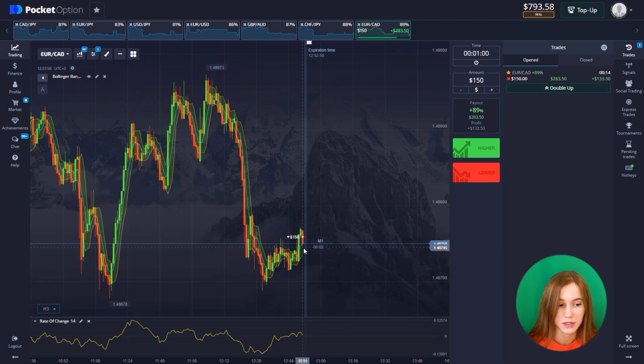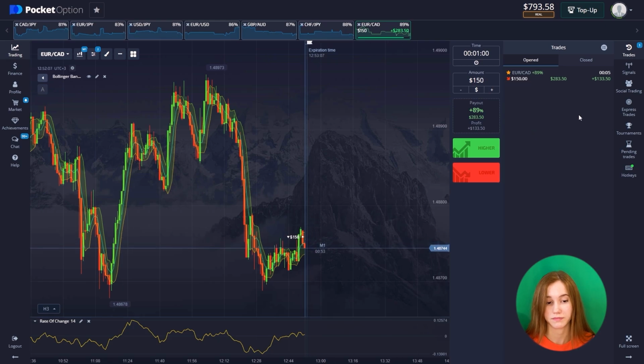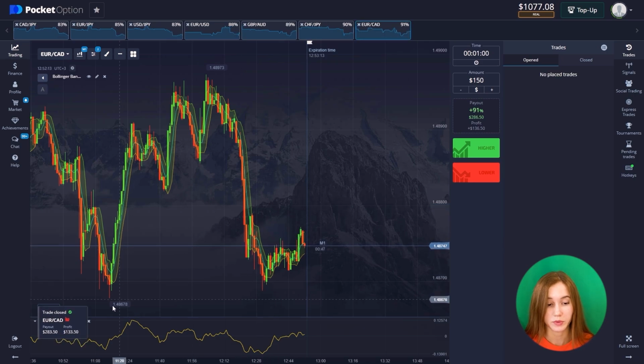14 seconds left, and 1 second until the end of the candle. Red and red will also indicate that it's continuing. 4 seconds left. Yeah, great. The profit is $130.